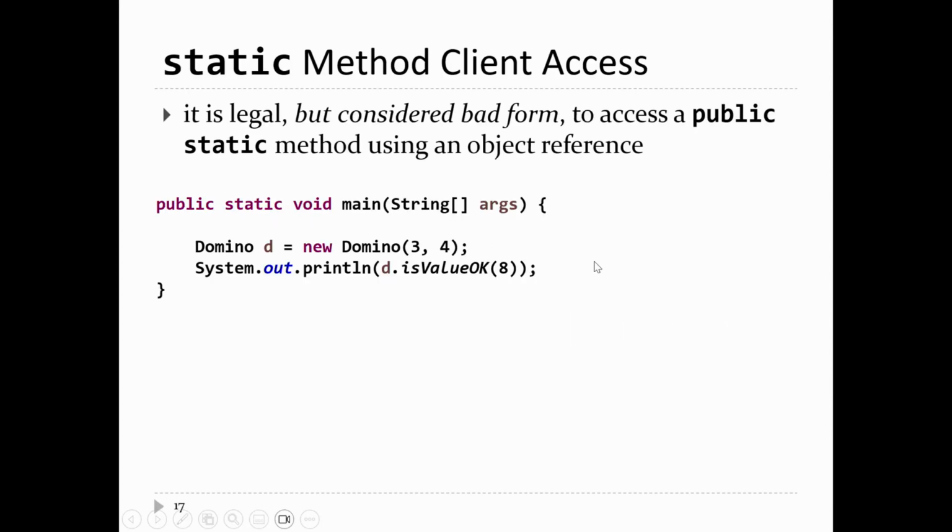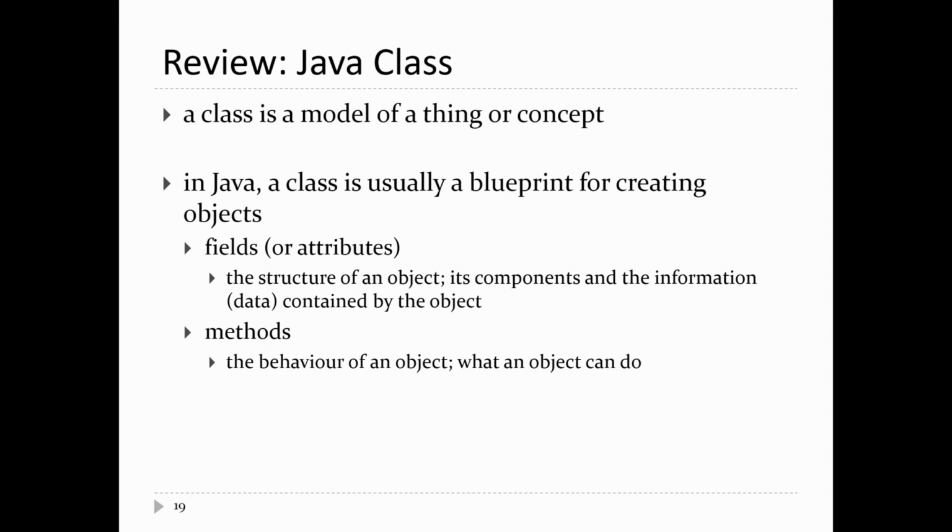Okay, so now that we know what static methods and static fields are, we can actually make some classes that use these things, right? The next thing I want to talk about is something called a utility class. And these are actually the classes that you made in the first two assignments, right? So remember what a class is in Java. It's just a model of a thing or concept. It's Java's mechanism for letting you make a new reference type.